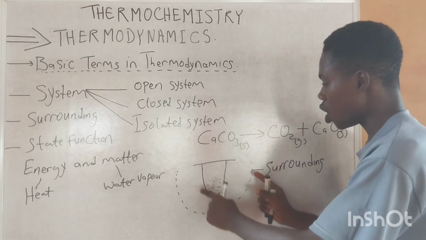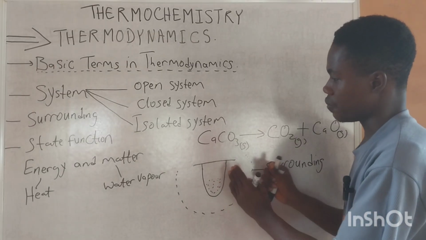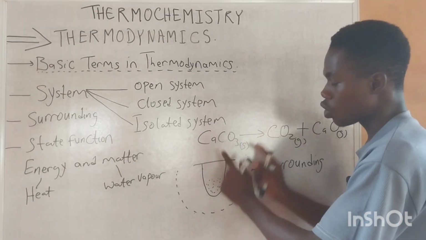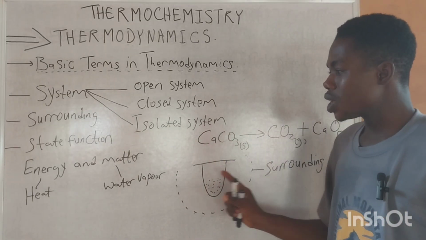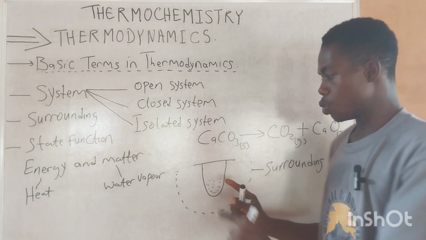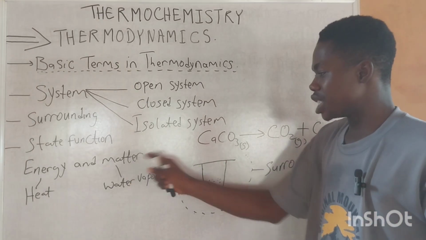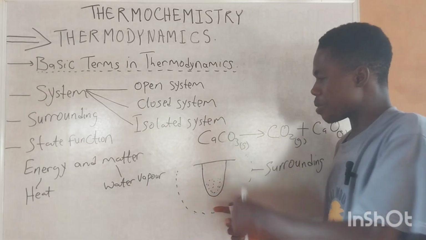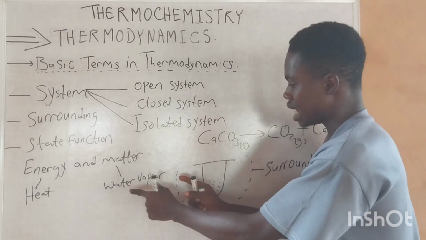Into the surrounding of the system. So please take note of this. This is the difference between a closed system and an open system. In a closed system, only energy can be exchanged with the surrounding of the system, whereby the matter is being conserved in the system. Water vapor can also take the place of matter. I explained this earlier on.